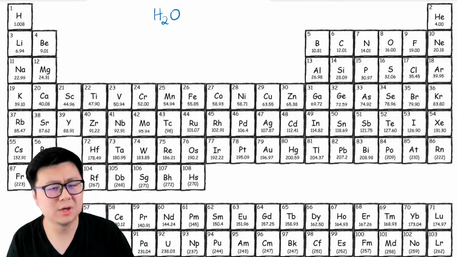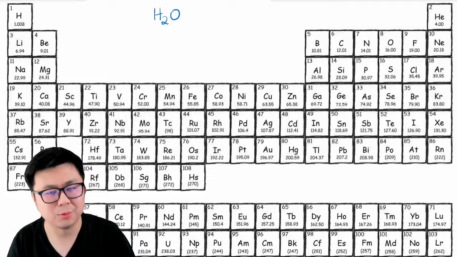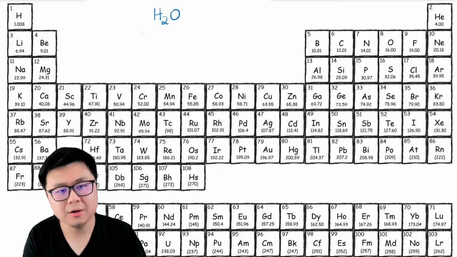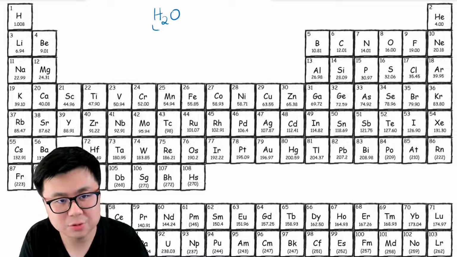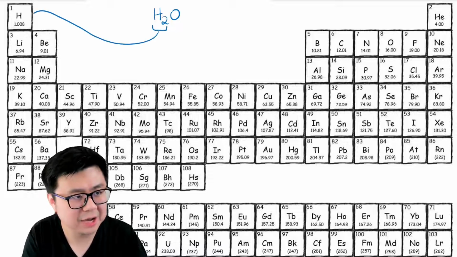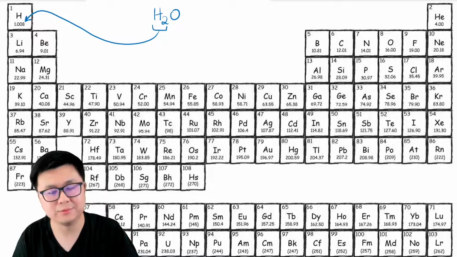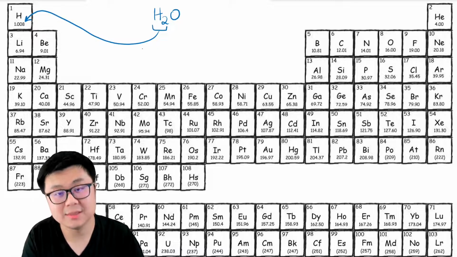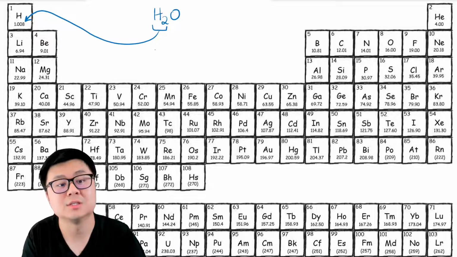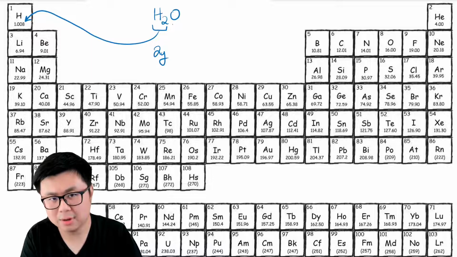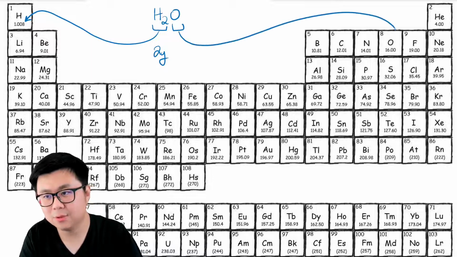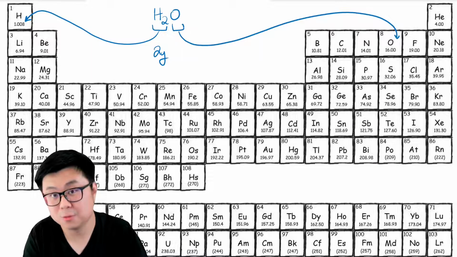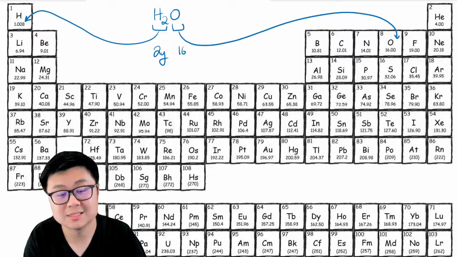Let's take a closer look now at how I got 18 grams per 1 mole of water here. Water is H2O. In this, we have 2 hydrogens. Let's take a look. Each hydrogen has a molar mass of 1. So if you have 2 hydrogens, that's 2 times 1, which is 2 grams. Okay, what about oxygen? Well, oxygen has a molar mass of 16, and there's only 1 oxygen, so that contributes 16 grams here.